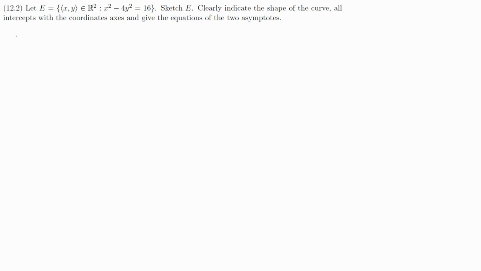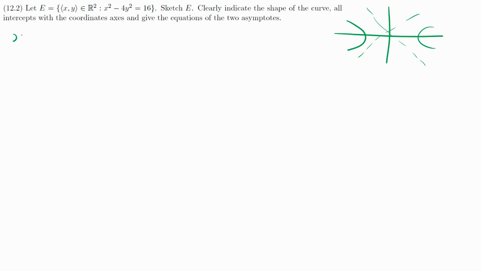So 12.2, let E be parameterized by this. Sketch E, clearly indicate the shape of the curve, all intercepts with the coordinate axes, and give the equations of the two asymptotes. So first of all, we see it's x squared minus something y squared. Because the y squared has the minus in front, we know it will open in these quadrants. Somewhere there, that's the general shape it will look. Because y is negative. If y was positive, it would have been there and there. But that's just not the case.